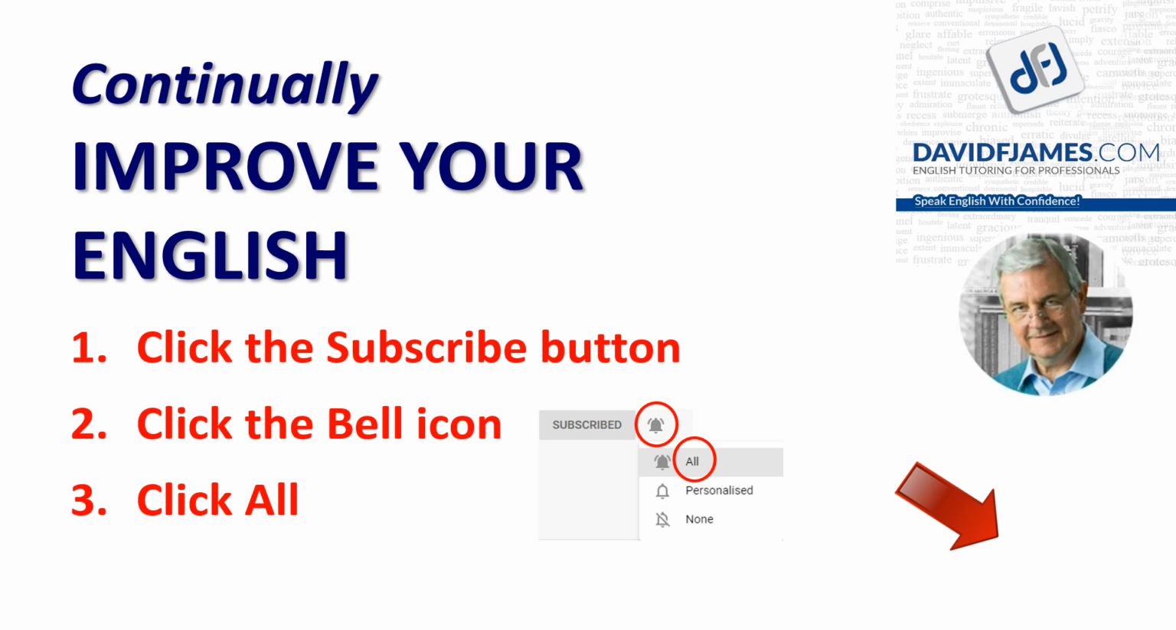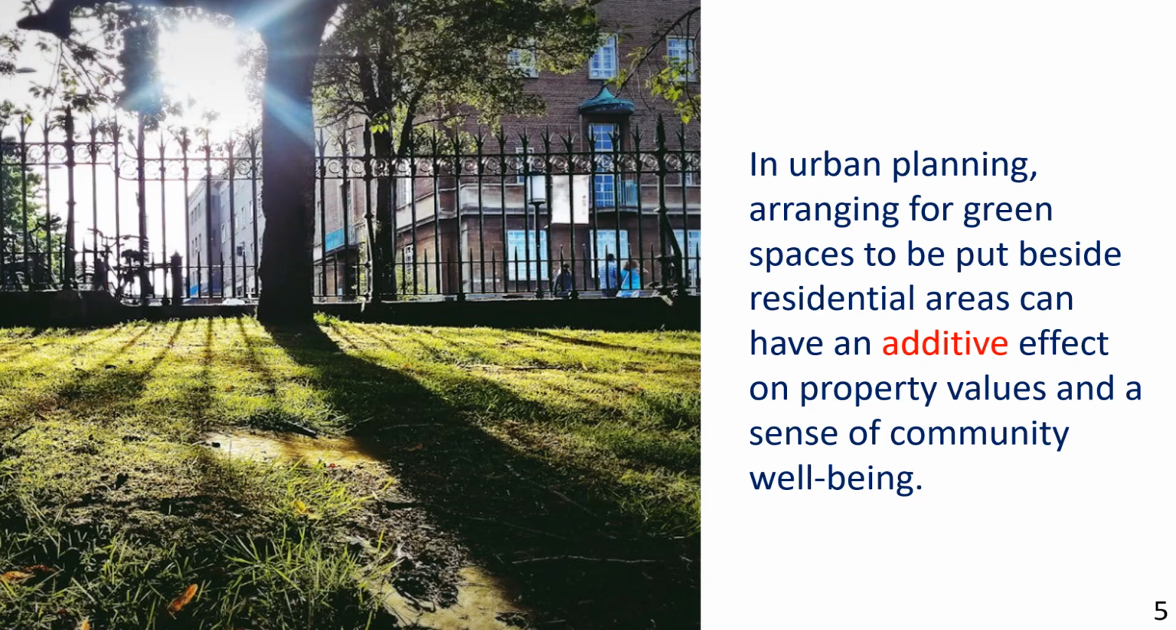Now let's look at an example of additive used as an adjective to describe something additional. The picture shows a park beside an apartment building. The sentence reads, "In urban planning, arranging for green spaces to be put beside residential areas can have an additive effect on property values and a sense of community well-being." So, increased property values and a community sense of well-being are additional effects of green areas beside residential properties.